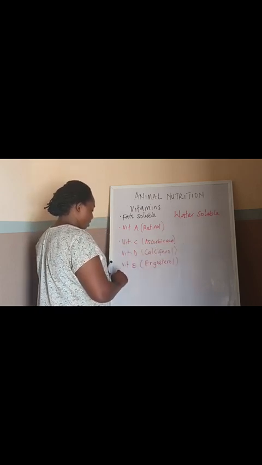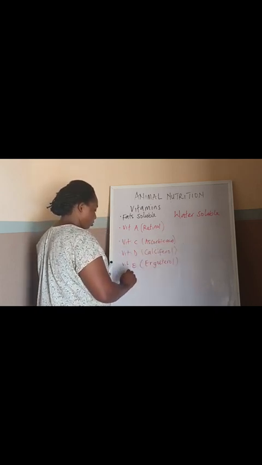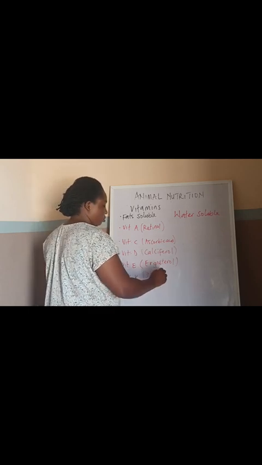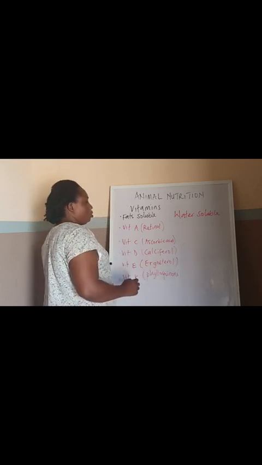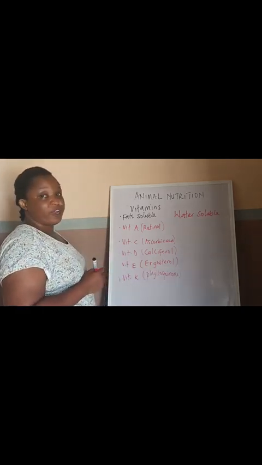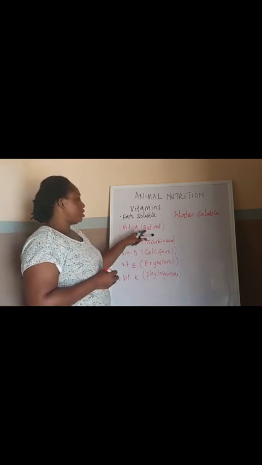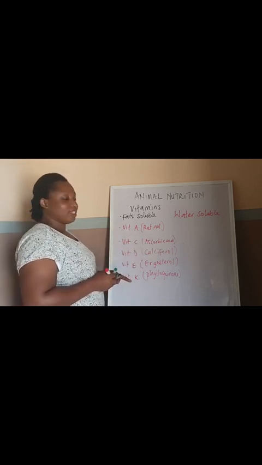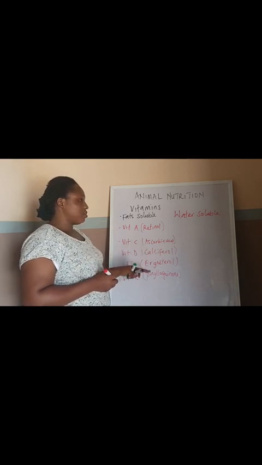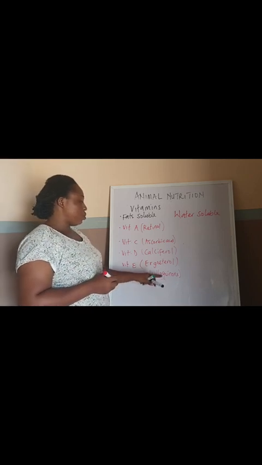So we have vitamin K, phylloquinone. So these are fat soluble vitamins. So vitamin A called retinol, vitamin C called ascorbic acid, vitamin D the calciferol, vitamin E ergosterol, vitamin K phylloquinone.